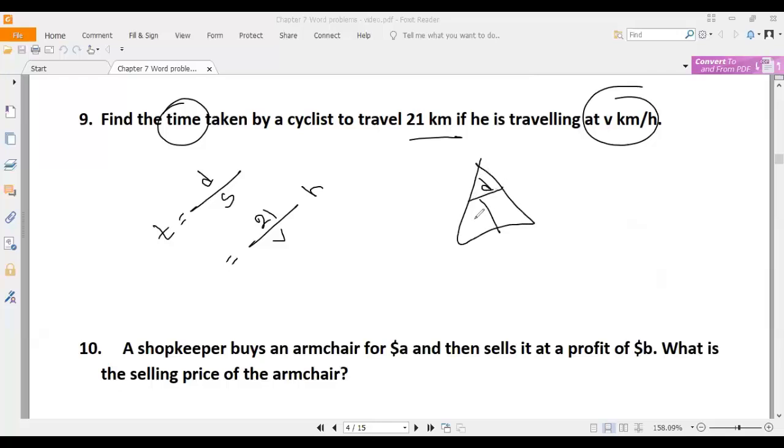This one is D. This one is S. This one is T. So T should be D by S.